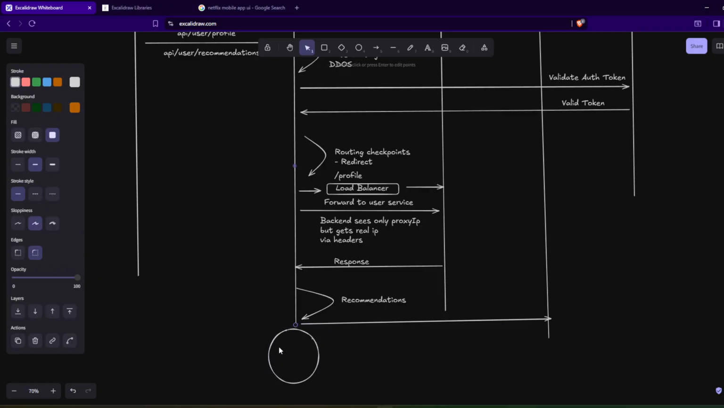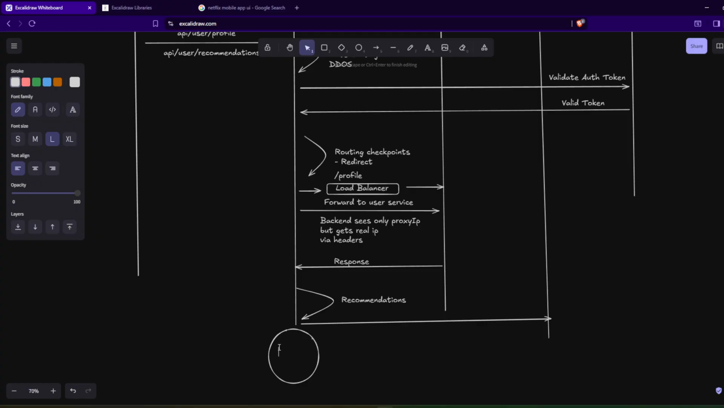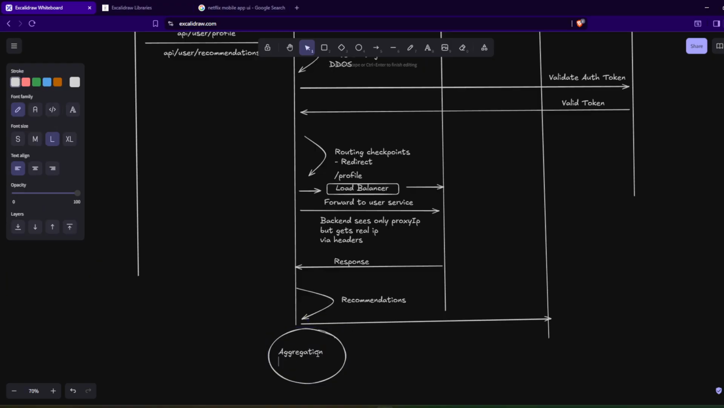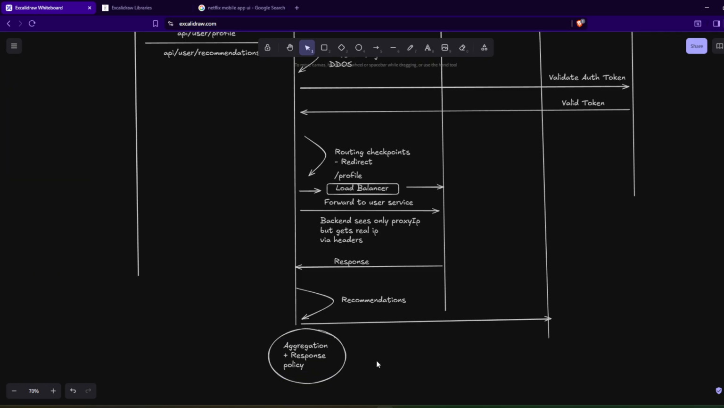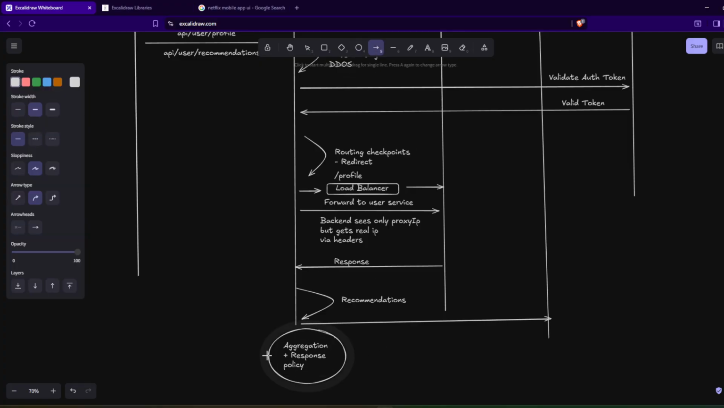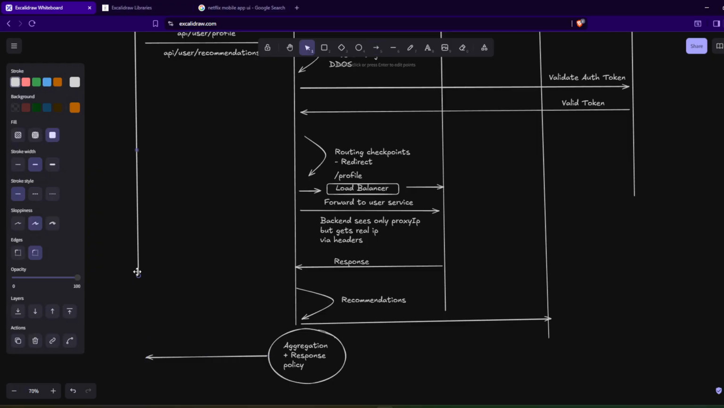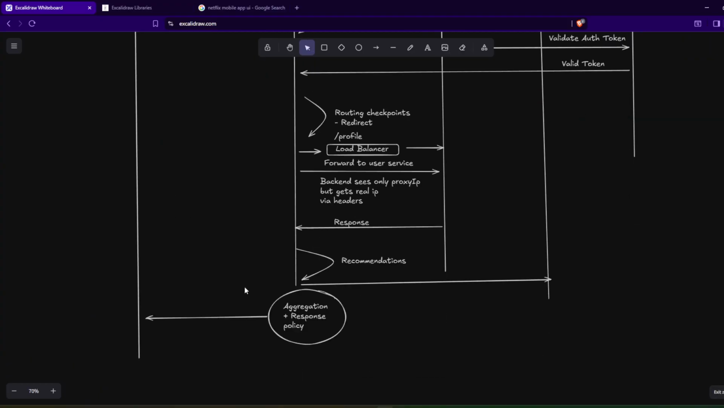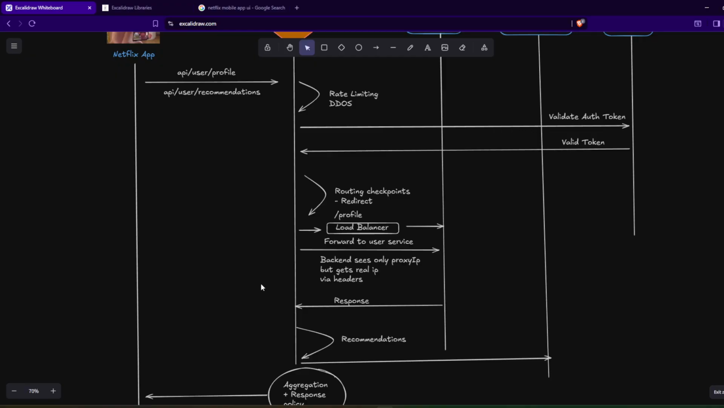After getting all the responses, aggregation happens, right? Aggregation happens, and there can also be some kind of response policies, like aggregation plus response policies. It checks whether there is any malicious data or any secrets it is giving away because of the request. After taking all these things into consideration, the combined response is sent to the Netflix app on the user's mobile, TV or web.